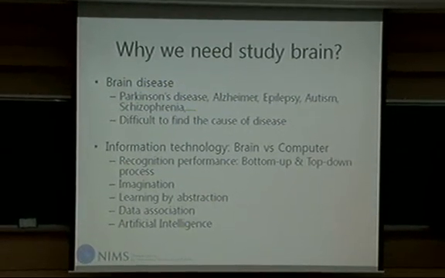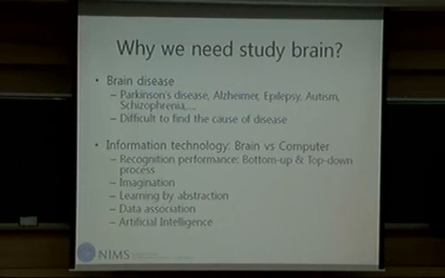First of all, I would like to talk about why we need to study the brain. When we think about the brain, many people think about brain disease first. Yes, that's true. One of the reasons for studying the brain is to cure brain disease. Typically, there are a couple of famous diseases well known to scientists, like Parkinson's disease, Alzheimer's, epilepsy, autism, and schizophrenia. These diseases have some common factor.